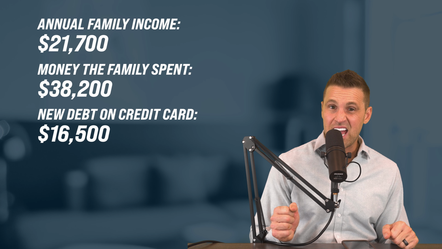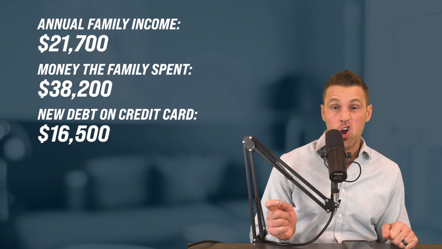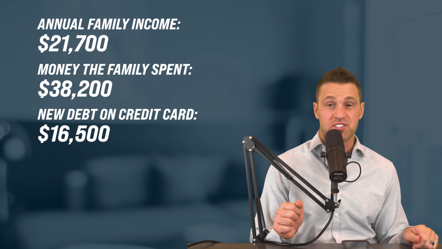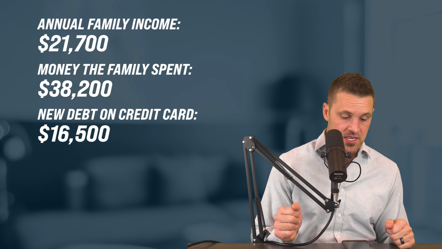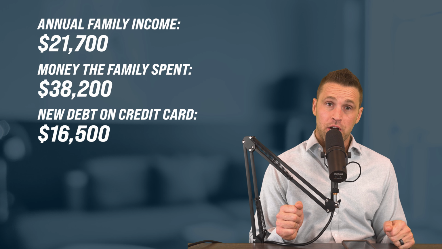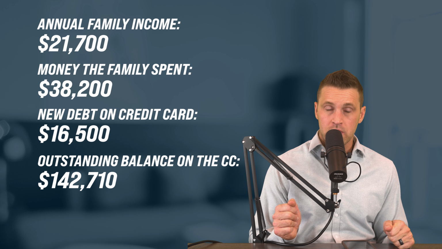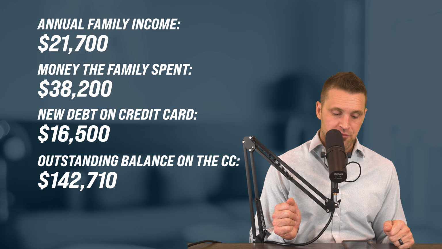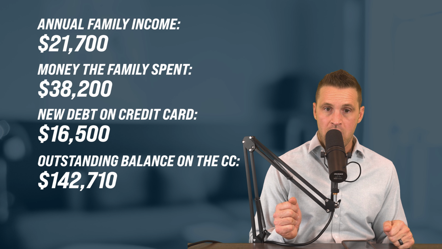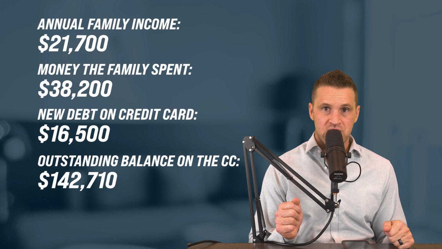Now, that $16,500 you put on your credit cards this year gets added to the balance that is already on your credit cards from all the other years that you haven't been able to earn enough money to pay for your living expenses. And now your credit card debt is $142,710. So think about that. You earn $21,000 a year and you have a total credit card balance of $142,000. 7 times. So you have a credit card that is 7 times the amount of income you earn every year as a family.